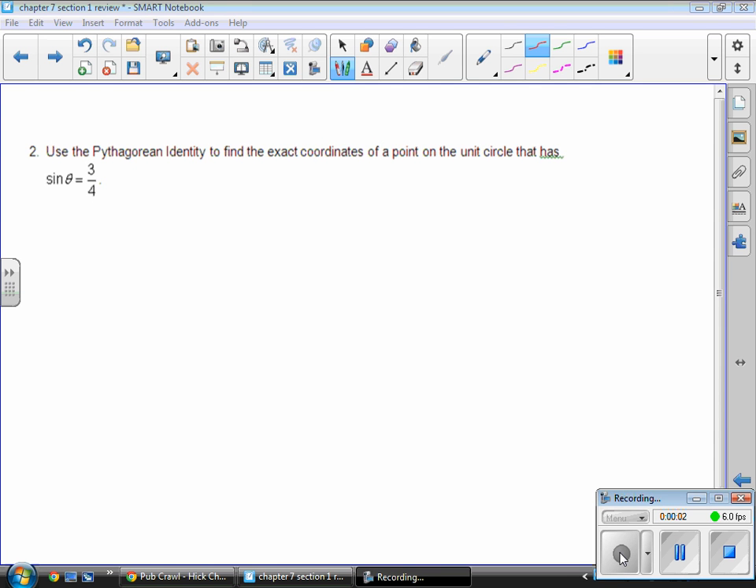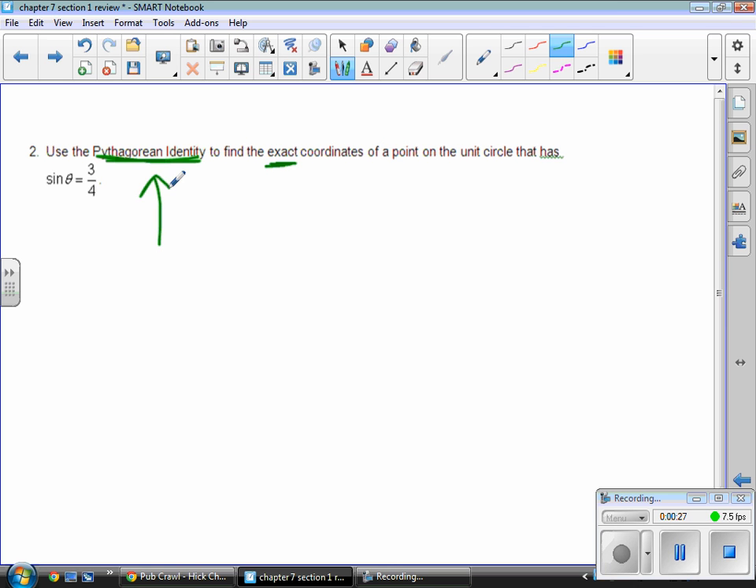This is the second problem from the quiz review. Use the Pythagorean identity to find the exact coordinates of a point on the unit circle that has a sine of theta of 3/4. Okay, a couple keywords here: Pythagorean identity and exact coordinates. Exact means I want fractions and square roots, all that's good. So we do not want to change 3/4 into 0.75.